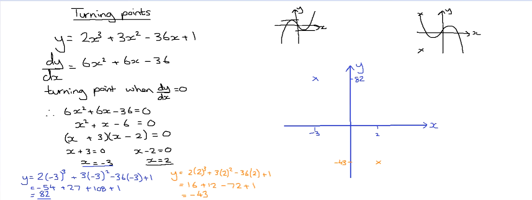Okay, so how do we sketch this? Just have a quick look. We've got a constant value of 1, so that means it crosses the y-axis at 1. This is a positive, so we know we're going to be starting in the bottom left-hand quadrant. And the first turning point I'm going to get to is going to be my maximum. So it's going to come up.